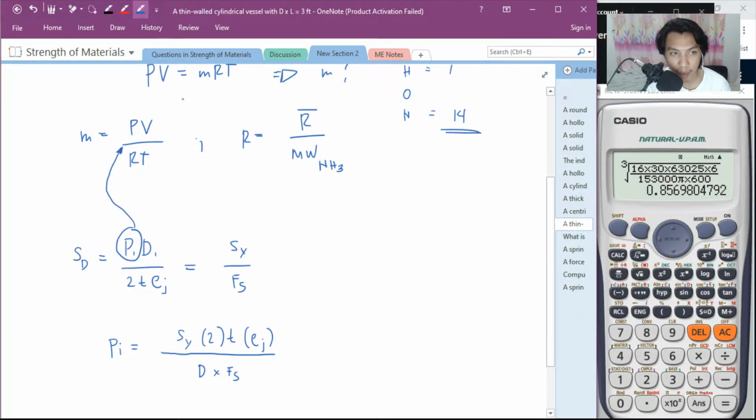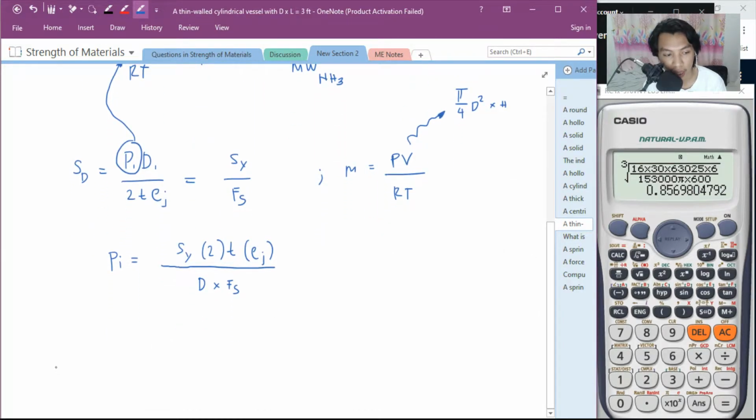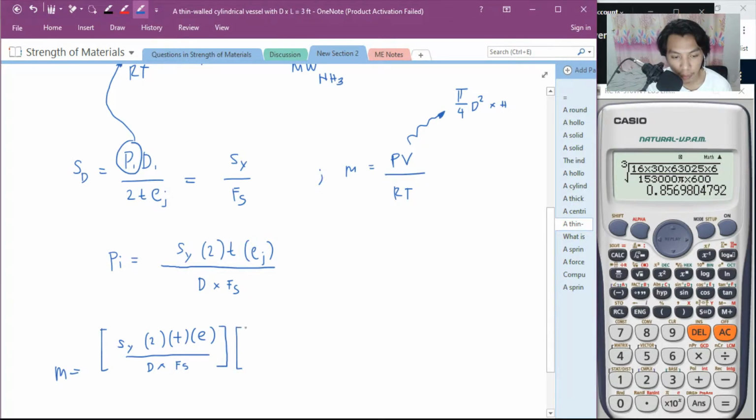Now, this P we will use in the mass: M is equal to PV over RT. The problem is that it's cylindrical. Going back to your topic 1, solid geometry, the volume of the cylinder is pi over 4 D squared times the height. So we substitute one by one. We are out to find the mass. P is equal to SY times 2 times T times efficiency of the joint divided by D times factor of safety, multiplied by the volume, pi over 4 D squared times height.